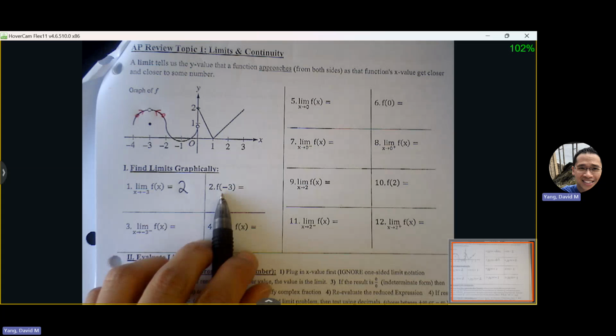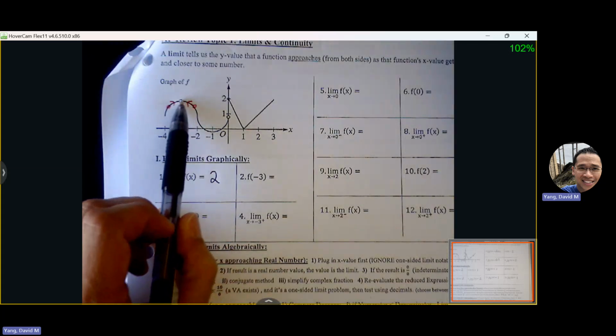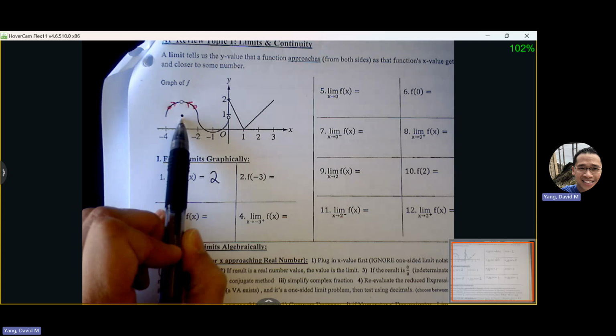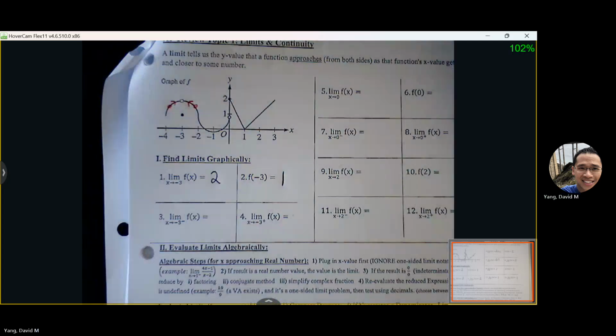f(-3) is simply looking for the location at that point. The hole is undefined, but we do have a point defined at a y value of 1.